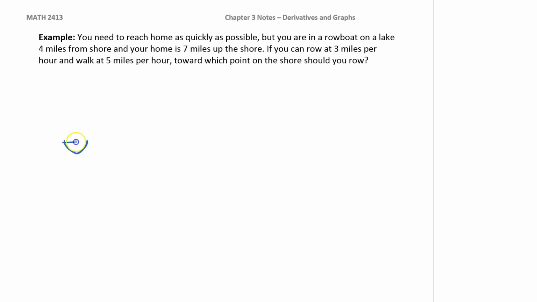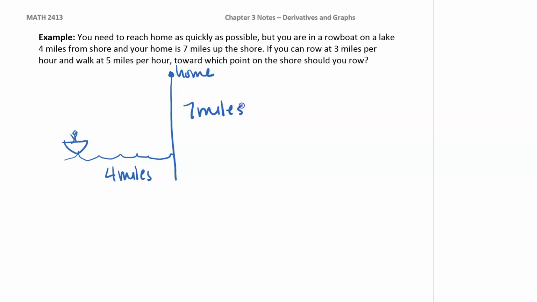And so here's our boat. Here's us on our boat. Lovely drawing there. And we're on the water. It said you need to reach home as quickly as possible, but you're in a rowboat on a lake 4 miles from the shore. So 4 miles, and then here's our shoreline. Your home is 7 miles up the shore. So here's home, and it is 7 miles. If you can row at 3 miles per hour and walk at 5 miles per hour, to which point on the shore should you row?